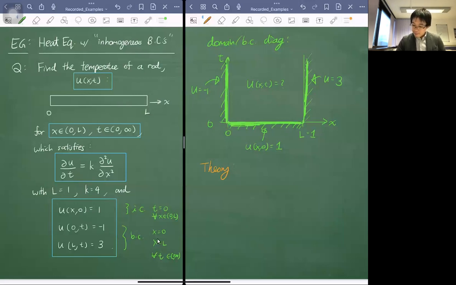So remember the standard regular homogeneous Sturm-Liouville boundary conditions are one condition at A and one condition at B. It can be on either the derivative or on the value itself, right?